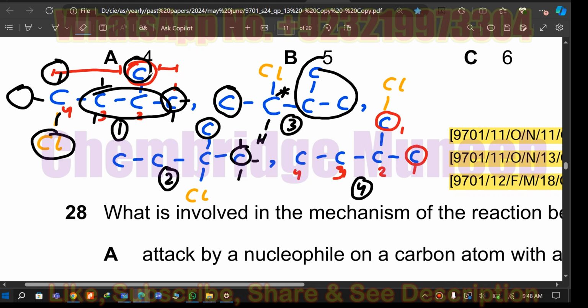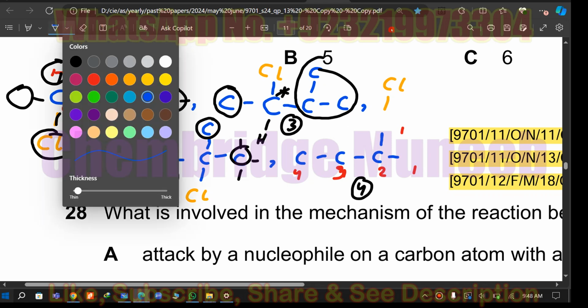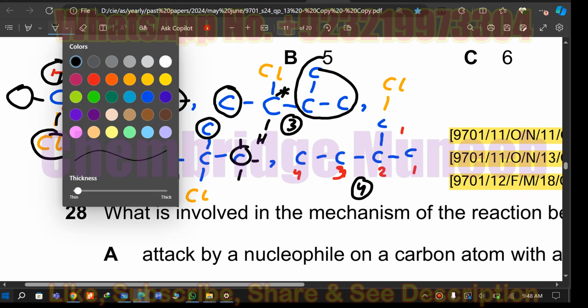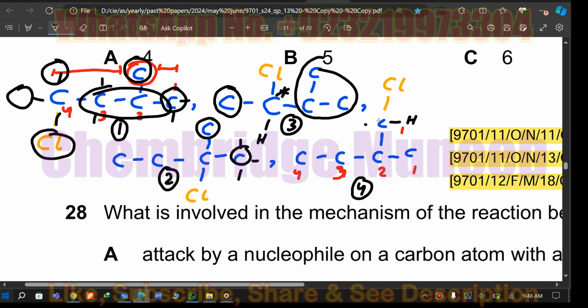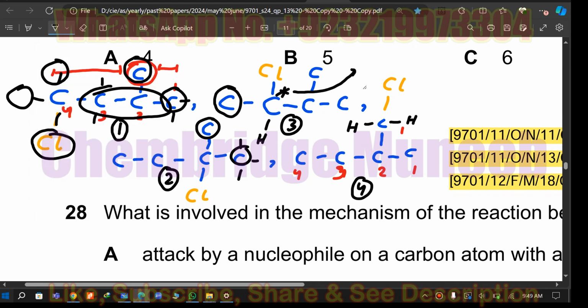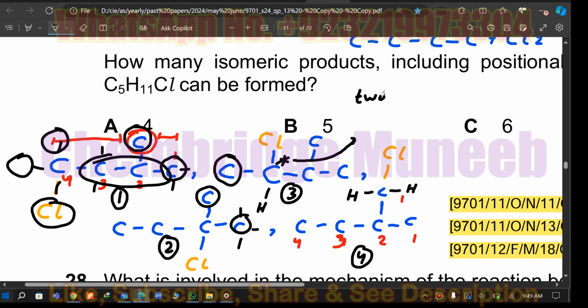Now on isomer number 4, I can check again. The carbon bonded with the chlorine has 2 hydrogen atoms on either side, so it does not have a chiral center here, and none of the other carbons contain any chiral center. So what we see is that only one of these has the chiral center. This means this compound will have 2 optical isomers.